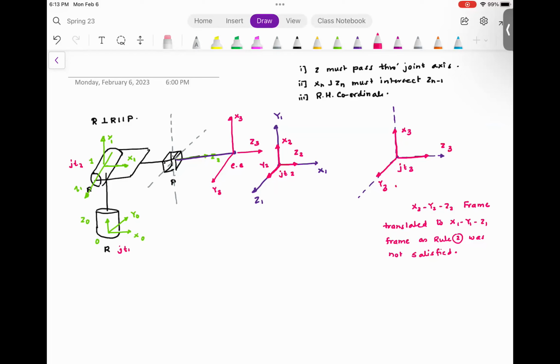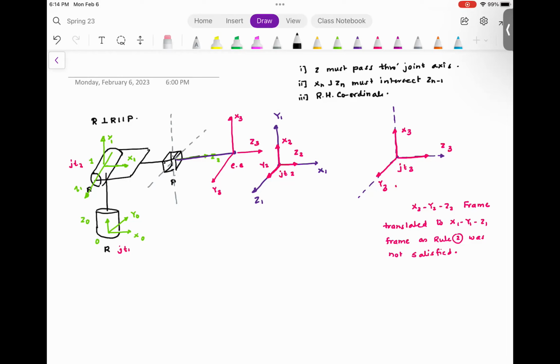Now, X3 needs to be perpendicular to Z3 and X3 needs to be perpendicular to Z2. Can you see that X3 is perpendicular to Z2? And as you can see, you have X, you have Y, and you have Z. So now align it with X, Y, and Z. Everyone understood this? So the coordinate system is set up.